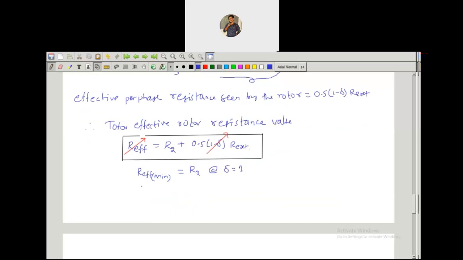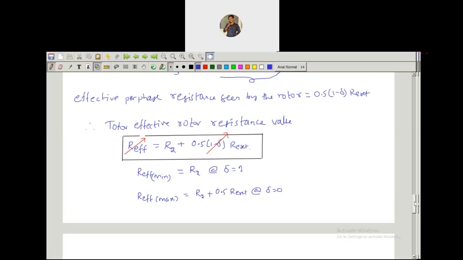So if I want to know the maximum value of rotor resistance, we have to keep delta equal to 0. Then you are going to get R2 plus 0.5 times R external. So this is the maximum value at delta equals 0. We can observe this at delta equals 0, right? So these are the inserted rotor resistances.